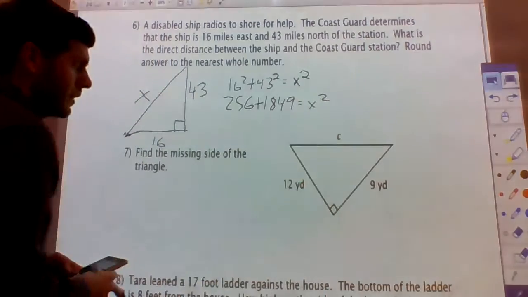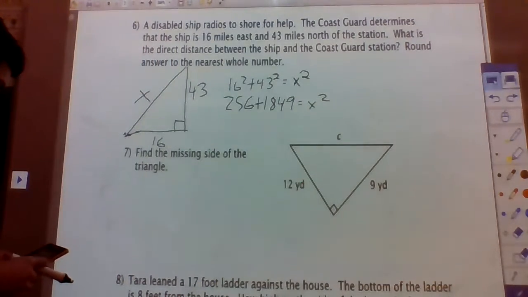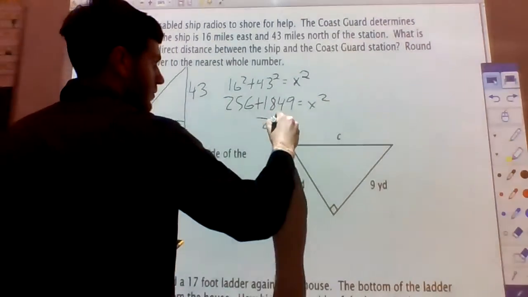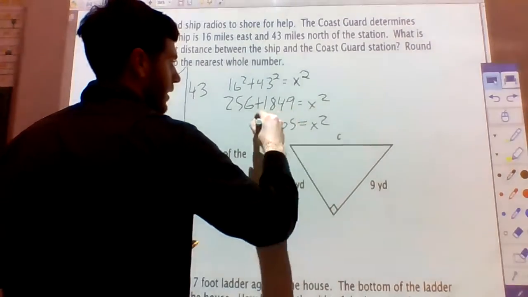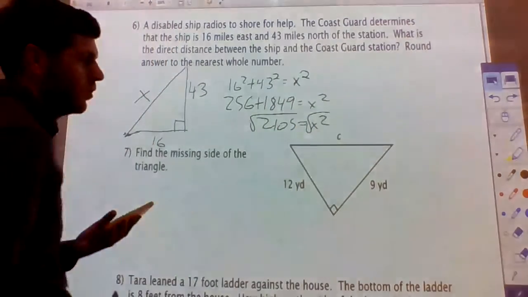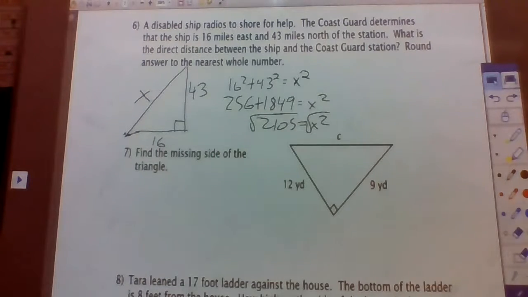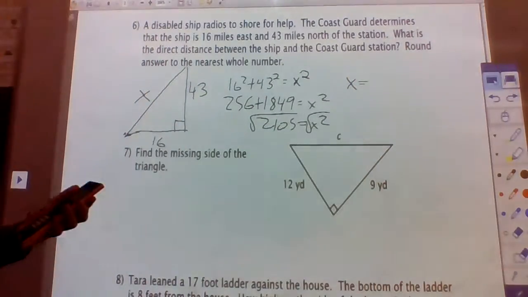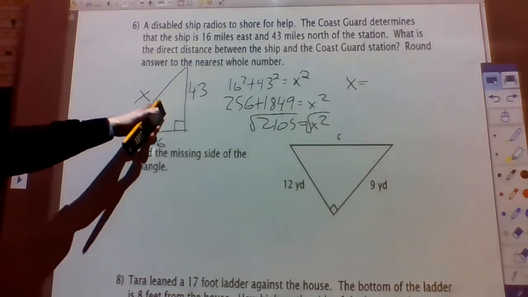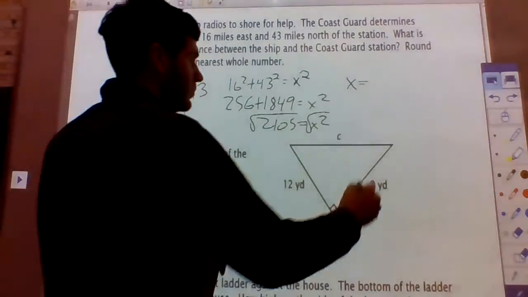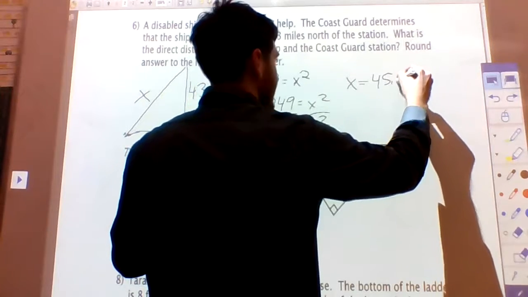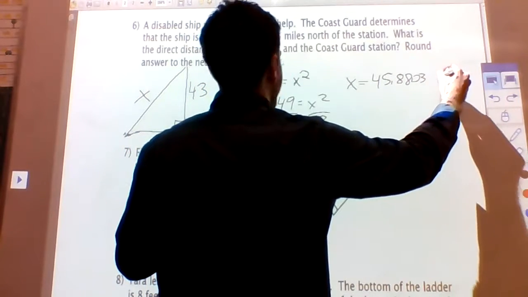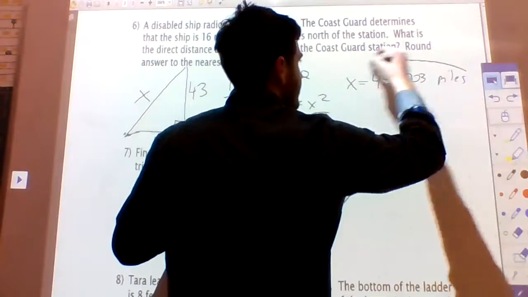equals x squared. Add them together, so plus 256. 2105 equals x squared. I don't think this is going to be a whole number, I should say. Square root 45.8803. So x, again, equals plus or minus 45.8803, but we have to have a positive distance, so it's only going to be 45.8803 miles.